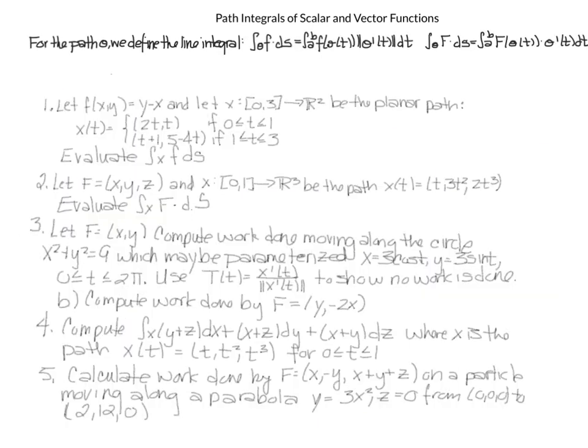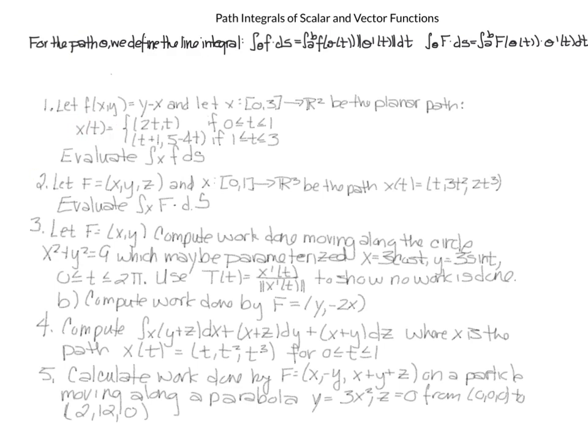For review, I have 5 problems for you to try. The first one: let little f of x, y, a scalar function, equal x minus y, and let x go from [0, 3] to R2. So that's going to be a planar path. And x of t, our path, is given by (2t, t) for t between 0 and 1, and (t plus 1, 5 minus 4t) if t, time, is between 1 and 3. So we want to evaluate the path integral of little f over this path x.